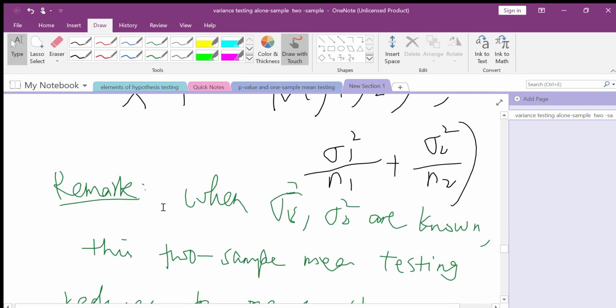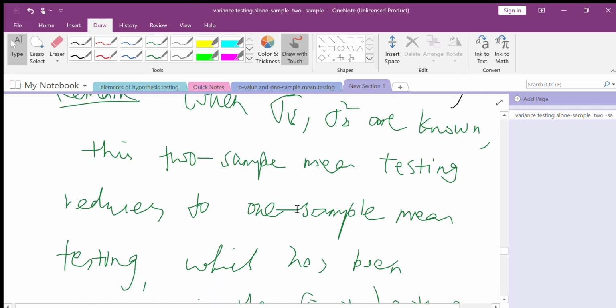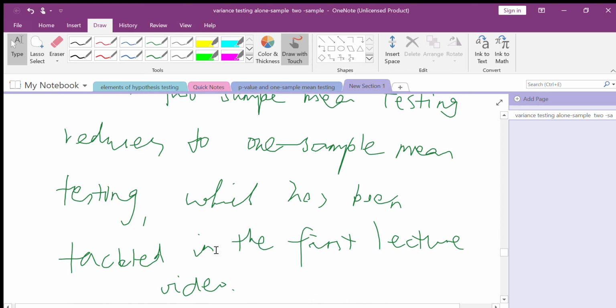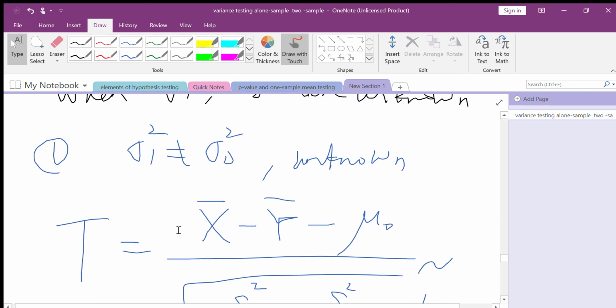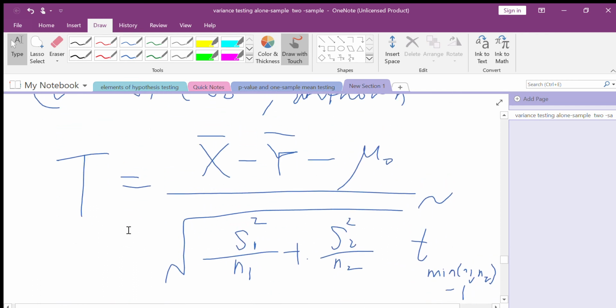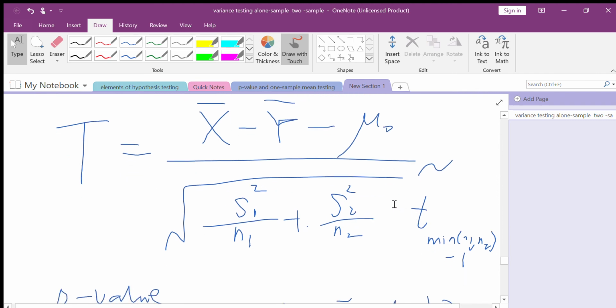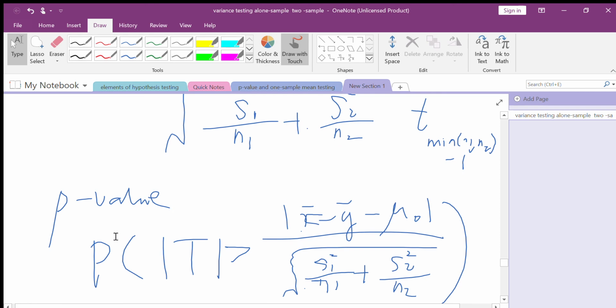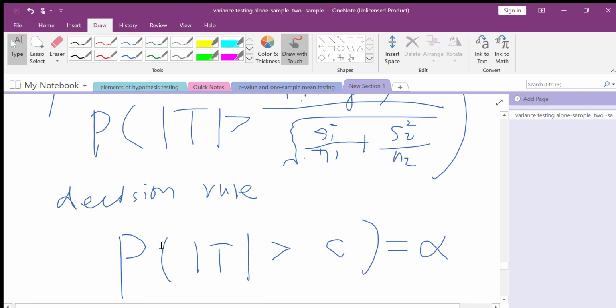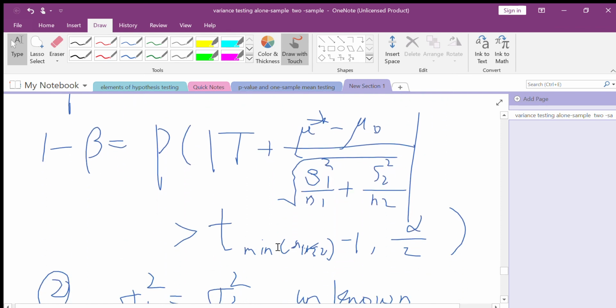So we have this remark: when sigma 1 squared and sigma 2 squared are known, this two-sample mean testing reduces to one-sample mean testing, which has been tackled in the first lecture video. When sigma 1 squared and sigma 2 squared are unknown, we have two cases. The first case is sigma 1 squared not equal to sigma 2 squared, unknown. We use this test statistic capital T, following a T distribution with degrees of freedom the minimum of n1 and n2, minus 1. And we introduced how to compute the p-value, the decision rule, and the power.